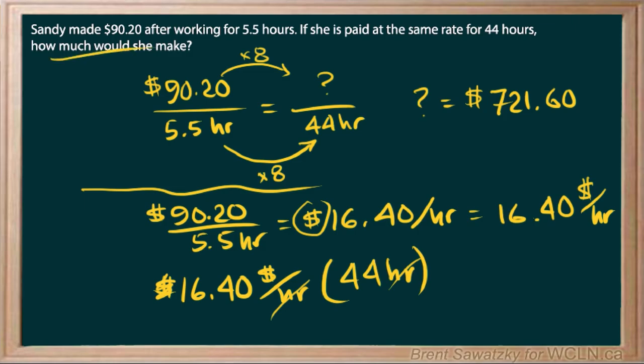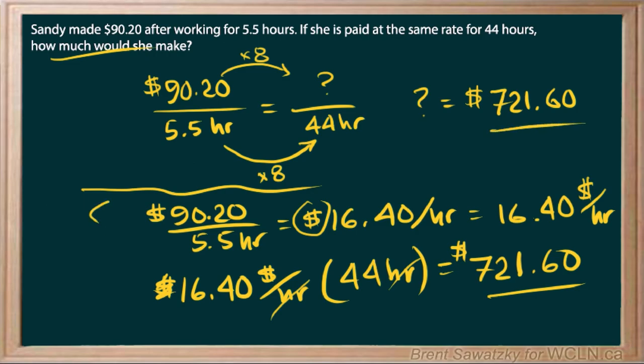How much would you make? So 16.40 times 44, and we come up with 721.60. And so again, either way of doing it, perfectly good.